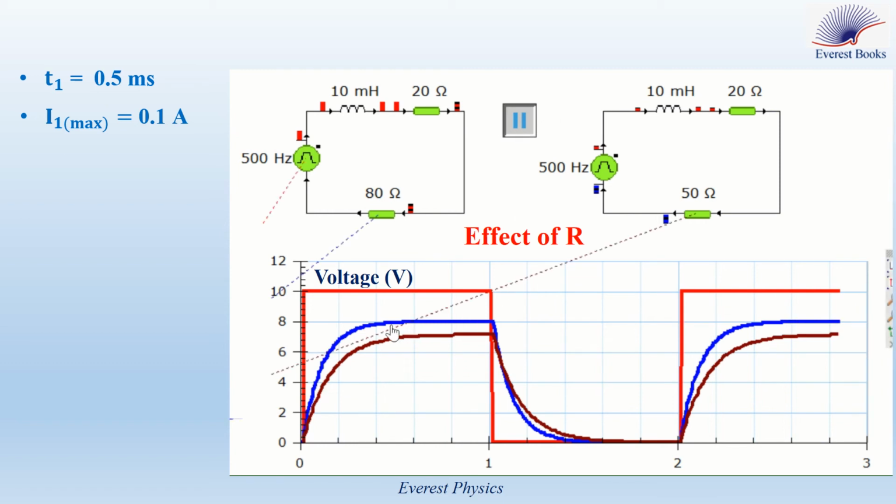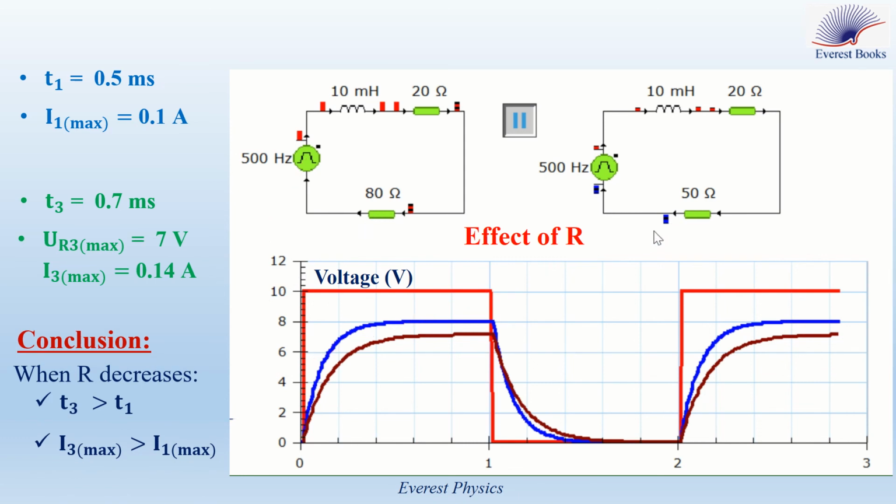The blue curve represents the voltage across R in the first circuit where R equals 80 ohm, and the dark red curve represents the voltage across R in the second circuit where R is equal to 50 ohm. We notice that in the second circuit corresponding to the dark red curve, the steady state is attained at t equals 0.7 millisecond, and the maximum value of the voltage is equal to 7 volt. So the maximum value of the current is given by 7 over 50, which is equal to 0.14 ampere, which is greater than that in the first circuit.